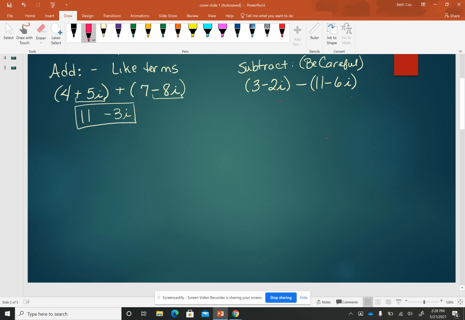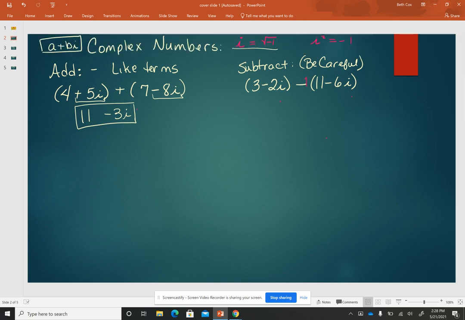Subtraction, always be careful whenever you subtract. Make sure you do the distributive of the -1 right here. Yes, go ahead and do that. This is very intuitive. So this would be 3 minus 2i minus 11 plus 6i. Those two are like terms, makes a -8. And then these two are technically like terms and makes a plus 4i. I think that's right. And so that's all you have to do for adding complex numbers.